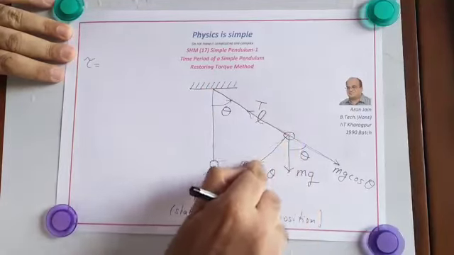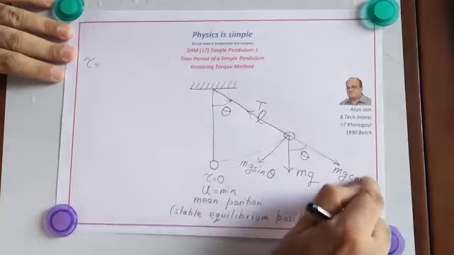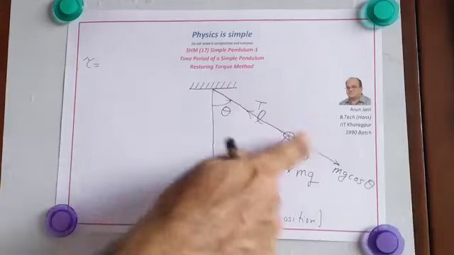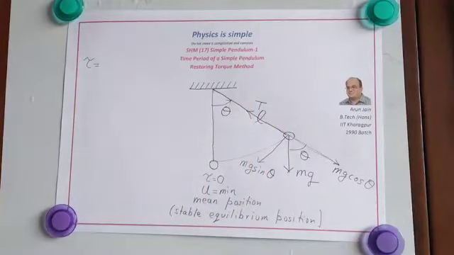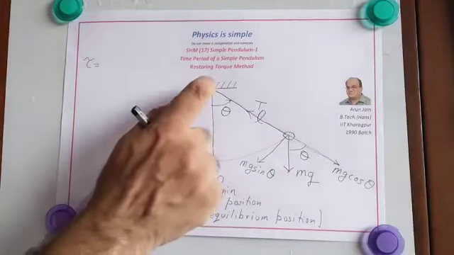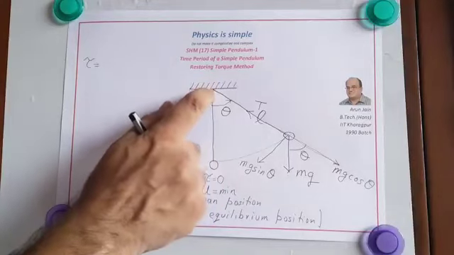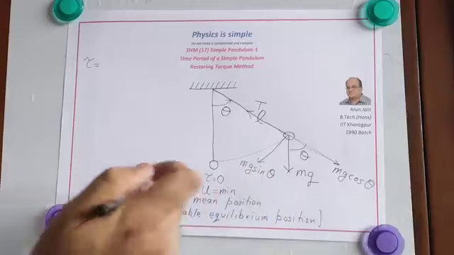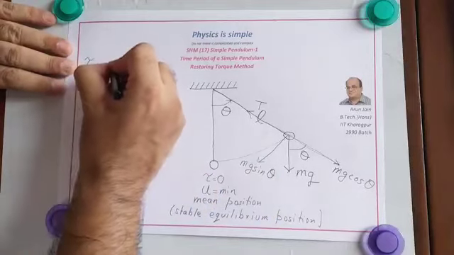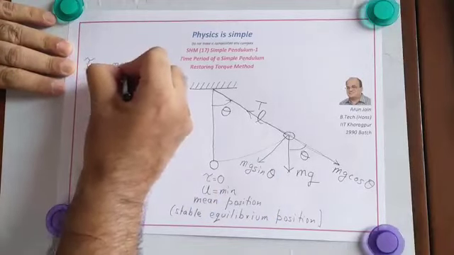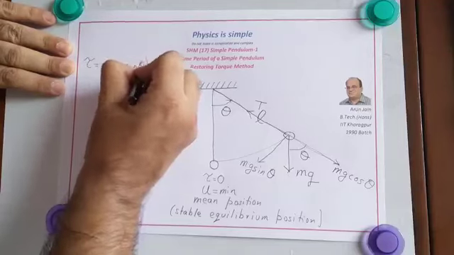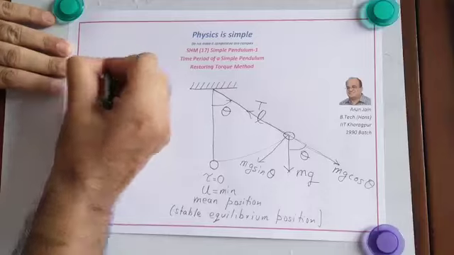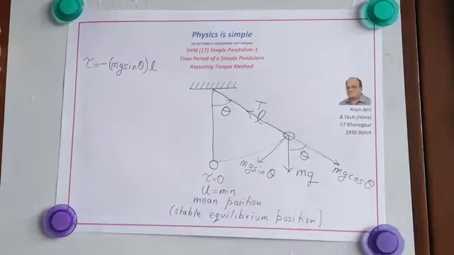So mg sin theta into this L. This mg cos theta cannot create a torque about this axis because the line of action of mg cos theta, and tension for that matter, passes through the axis under consideration. So only mg sin theta creates a torque, and that torque is given by mg sin theta, the force, into the perpendicular distance L, and minus sign because it is opposite to theta.